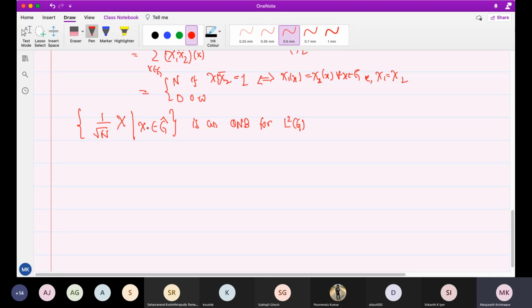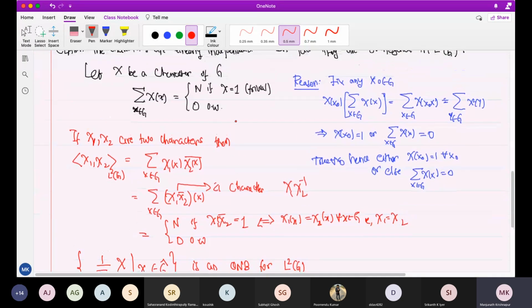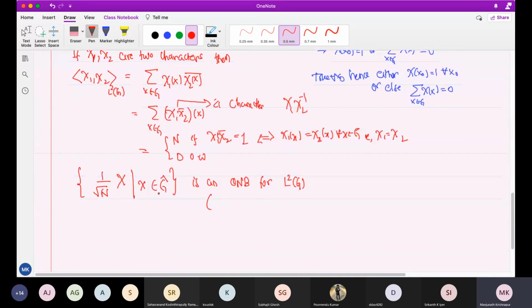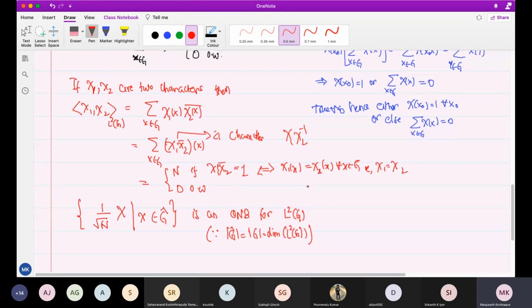Okay, so this reasoning shows that they are orthogonal, and because the size of G hat is the size of G, which is the dimension of L2 of G, I have a full set, so it is actually a basis. Okay, so that completes the proof.